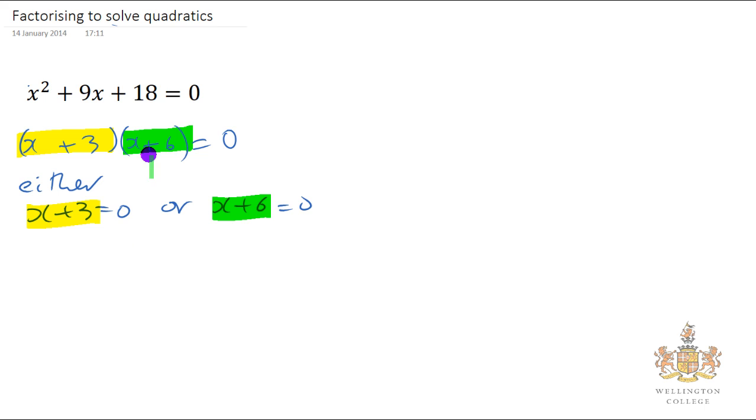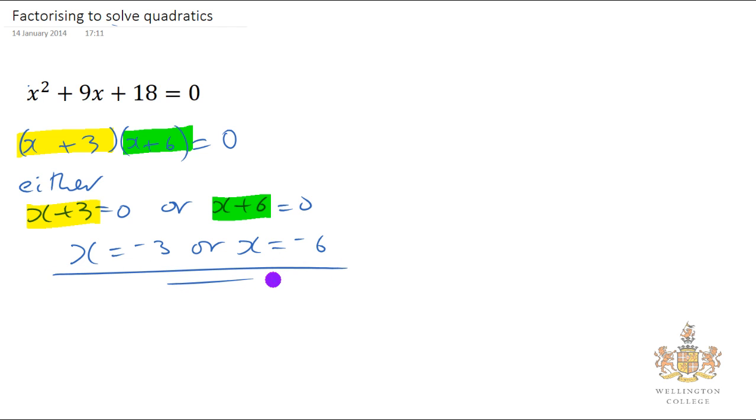So if that equals 0, then x must equal minus 3. And this equals 0, then x must equal minus 6. So we have two possible answers to this equation. x equals minus 3 or x equals minus 6. And if you want, you can check by putting them back into the equation.